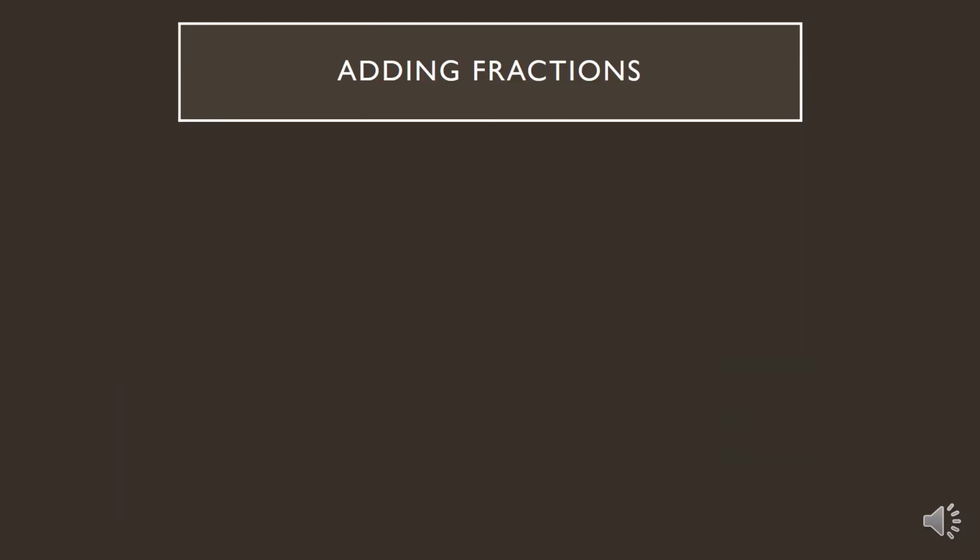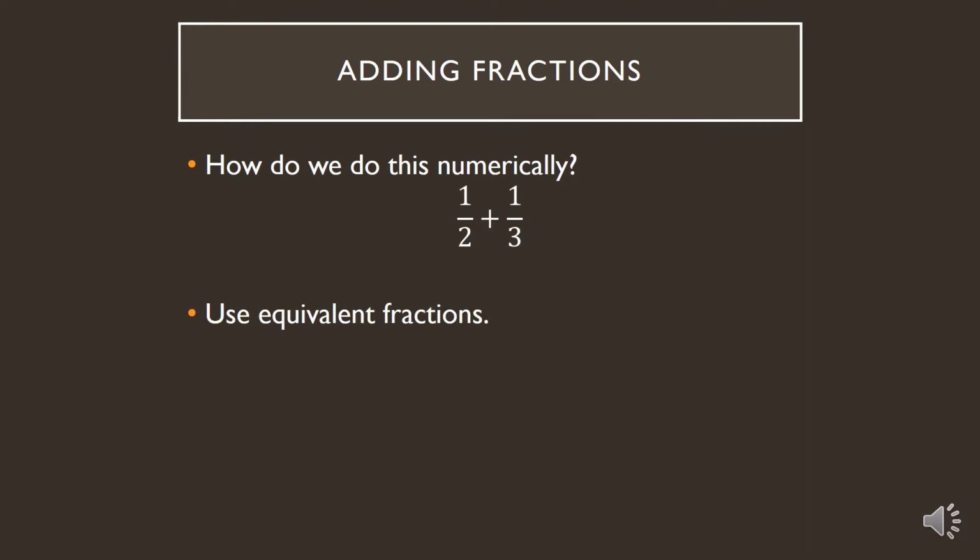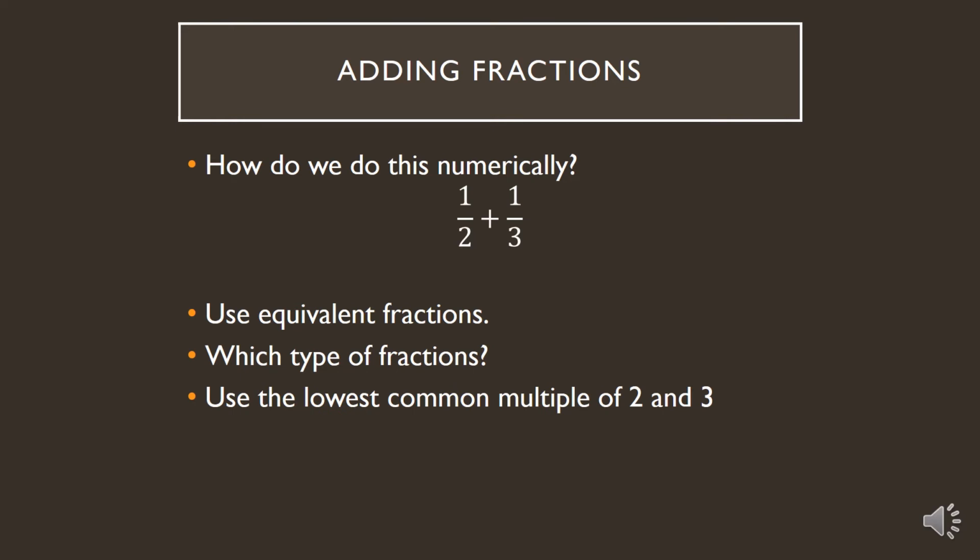Okay, but how do we do this numerically, especially when we have no diagram to help us? Right, well, we must use equivalent fractions. So which type of fraction will we use for this particular problem? Well, you can use what you know about lowest common multiples here. The lowest common multiple of 2 and 3 is 6. So we're going to change both of those two fractions into 6ths.